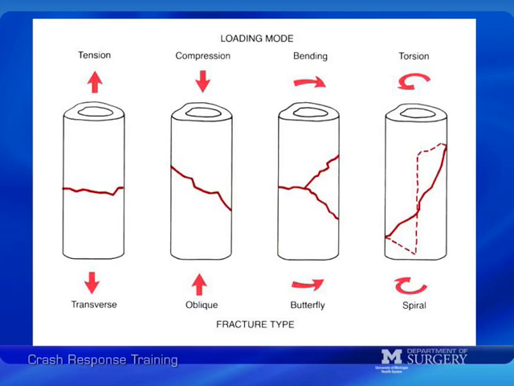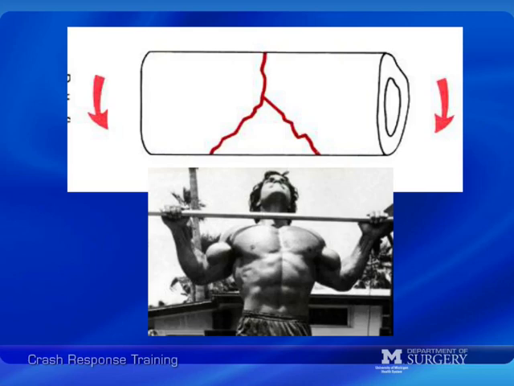One is tension or pulling. That, for bones, tends to result in a transverse fracture. You can also compress along the long axis of the bone, which tends to result in an oblique fracture. You can have bending, which results in a butterfly fragment, or you can also have twisting, which results in typically a spiral-type fracture.